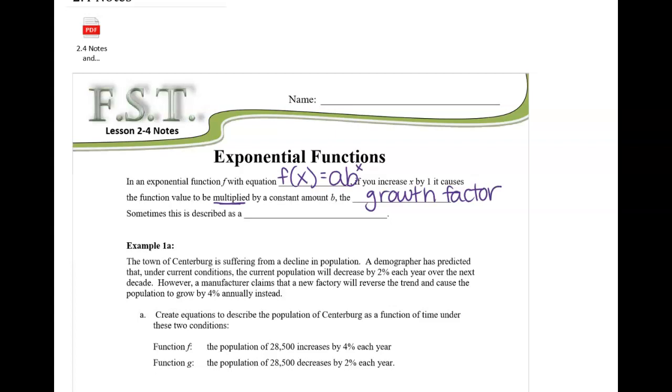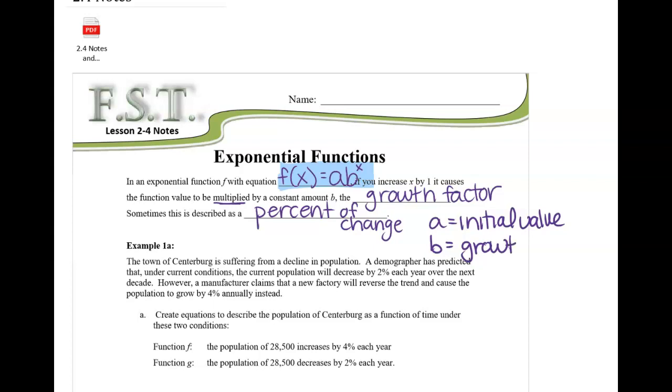Sometimes this value is described as a percent of change. So for our equation, f of x equals ab to the x, a is our initial value, and b is our growth factor.